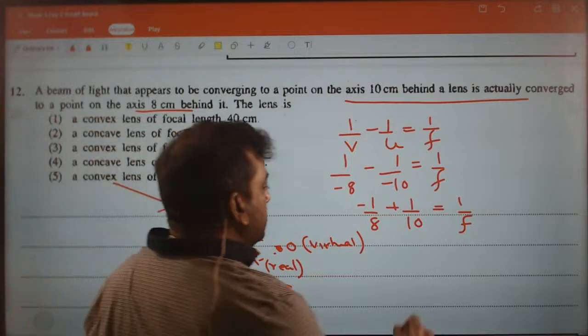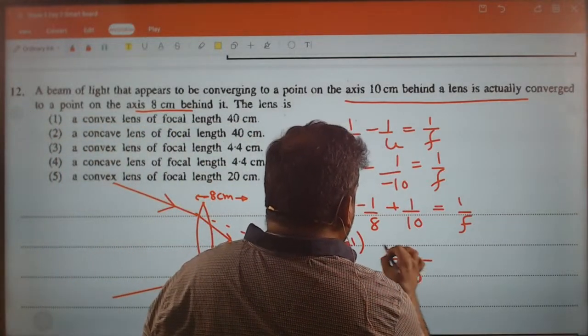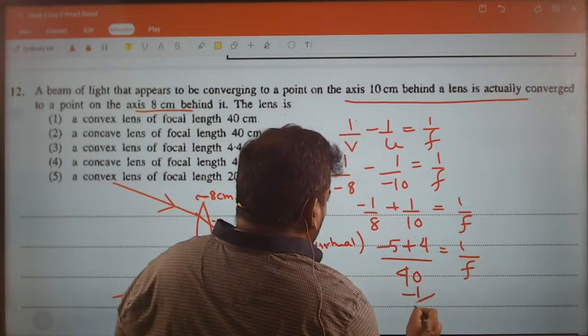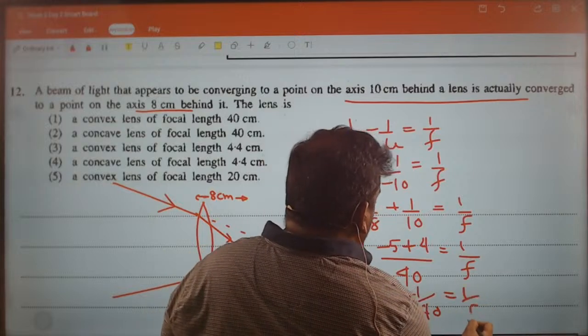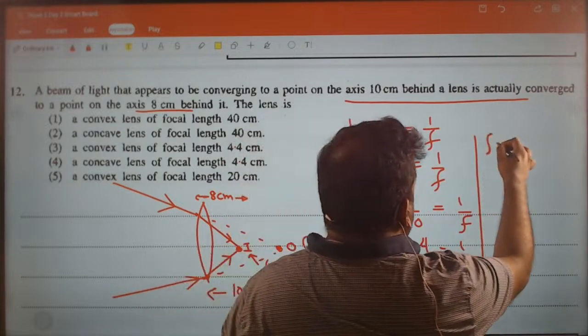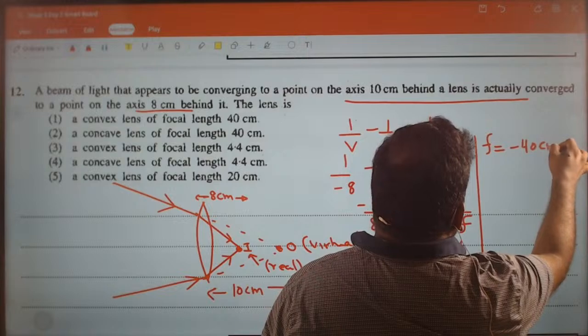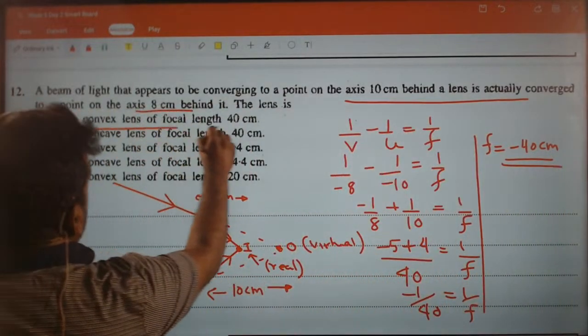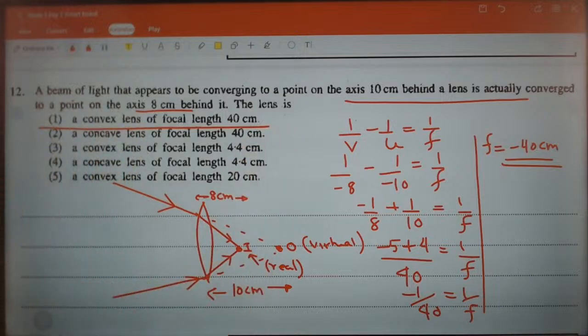So if you simplify this, 40 minus 5 plus 4, that is minus 1 over 40, equals 1 over f. From this we can say f is equal to minus 40 centimeters. Minus 40 means convex lens. Convex lens of focal length 40. Answer number 1.